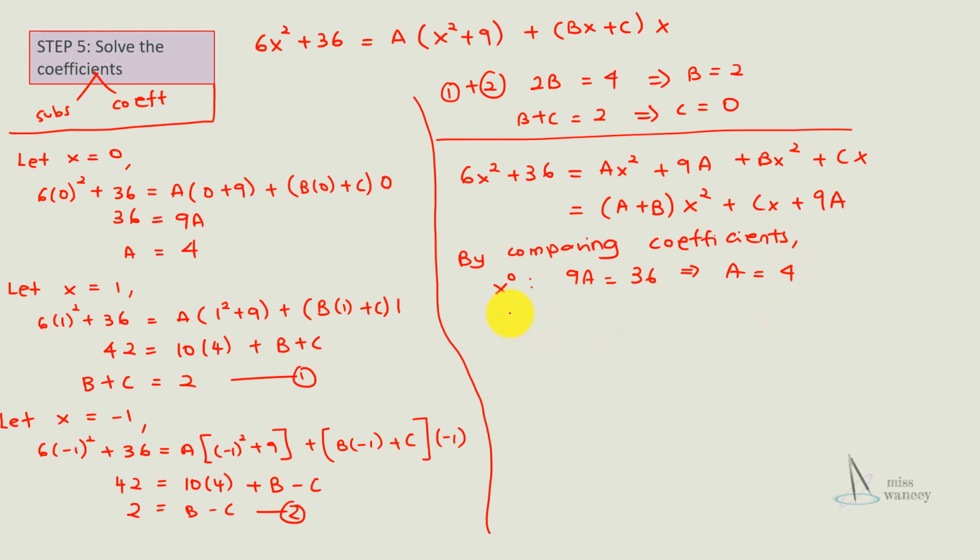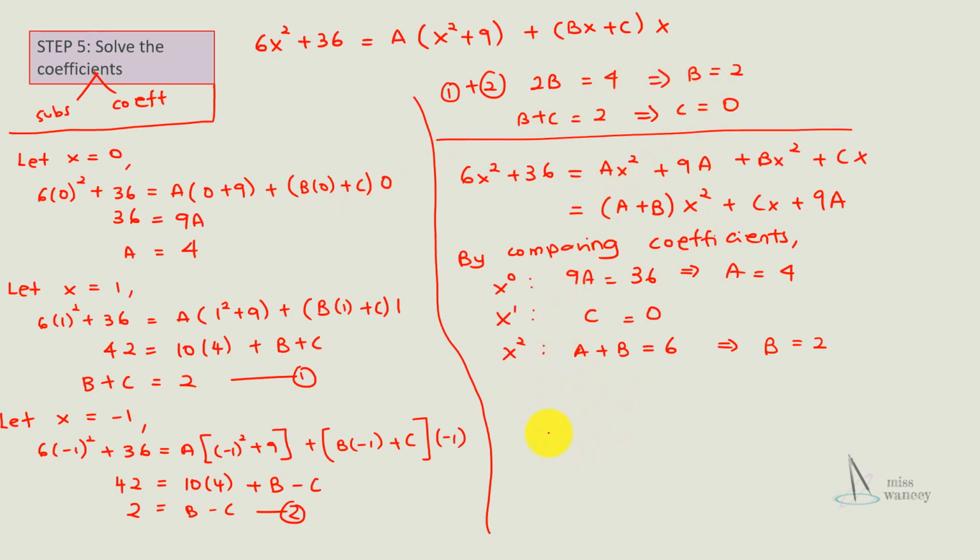If you compare for x to the power of 1, on my right hand side, I have c. On my left hand side, I don't see anything with x. So c is equal to 0 directly. For x to the power of 2, on the right hand side, we have a plus b. On the left hand side, we got 6. So a plus b equal to 6. So a is 4, so that means b must be equal to 2. So I have the same value. A is equal to 4, b equal to 2, c equal to 0.